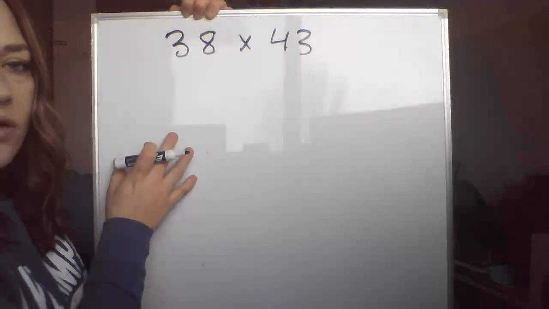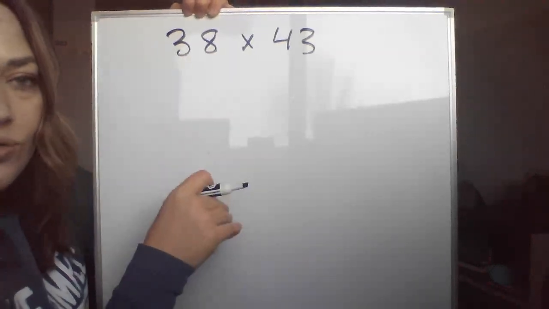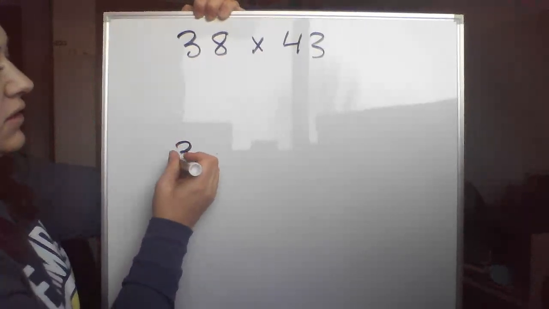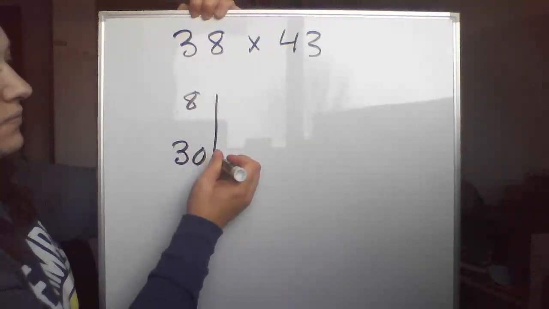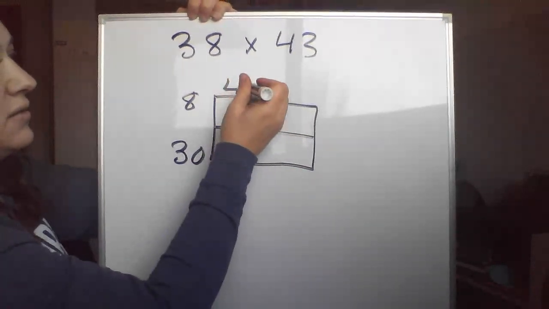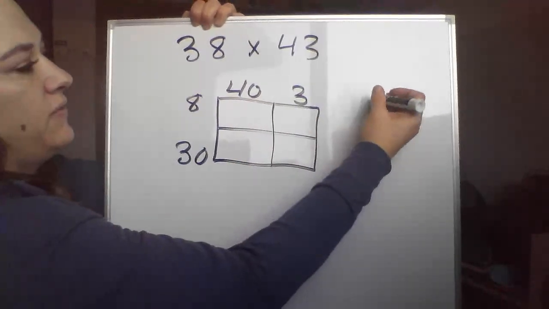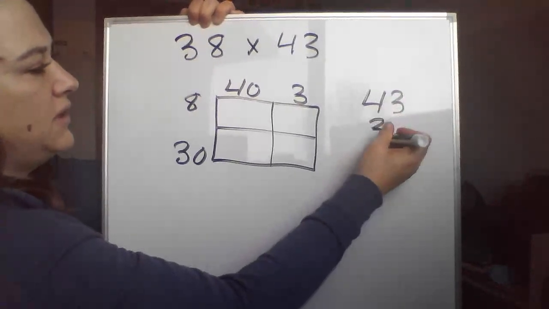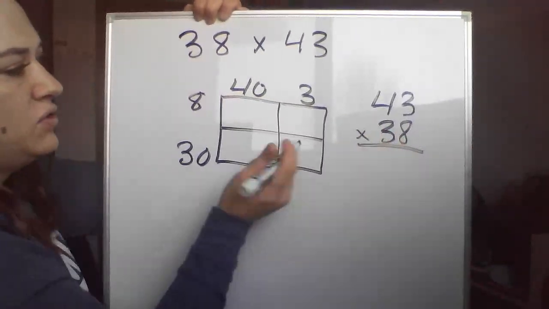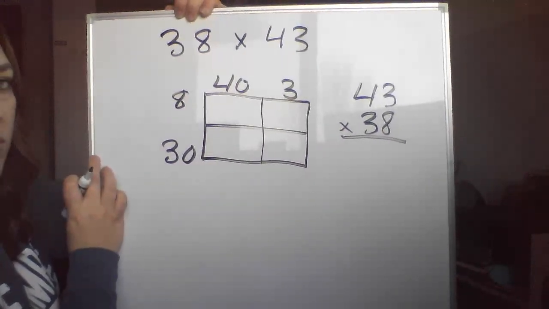Okay, so we're going to do one more using area model and partial products. And then I'm going to show you what this would look like if we were to just do partial products. Okay, so 38 times 43. Okay, and then I'm going to have 43 times 38. Oops, I was going to do a multiplication sign. All right, so then we're going to multiply, find our partial product for each box.